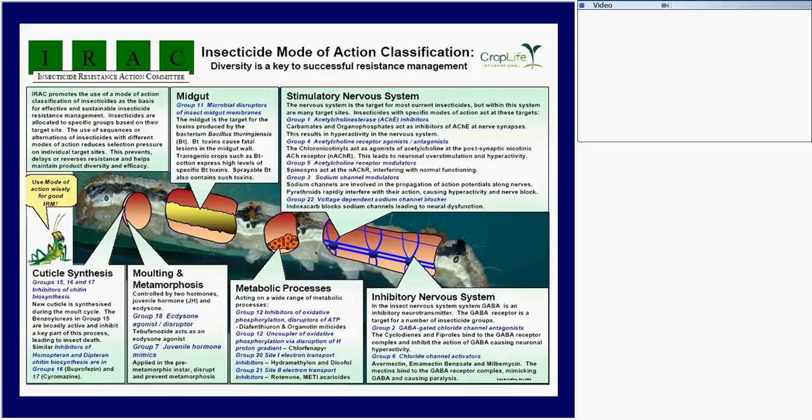So, what are the chemistries? Chemistries have been classified into different classes, into different modes of action, by the Insecticide Resistance Action Committee, which I already mentioned, and which is basically populated by representatives of major pesticide companies. And depending on mode of action, depending on how those insecticides kill their targets, they're placed into one group or another. For example, Group 11, microbial disruptors of insect midgut membranes, which are Bt toxins, is in a group of its own.